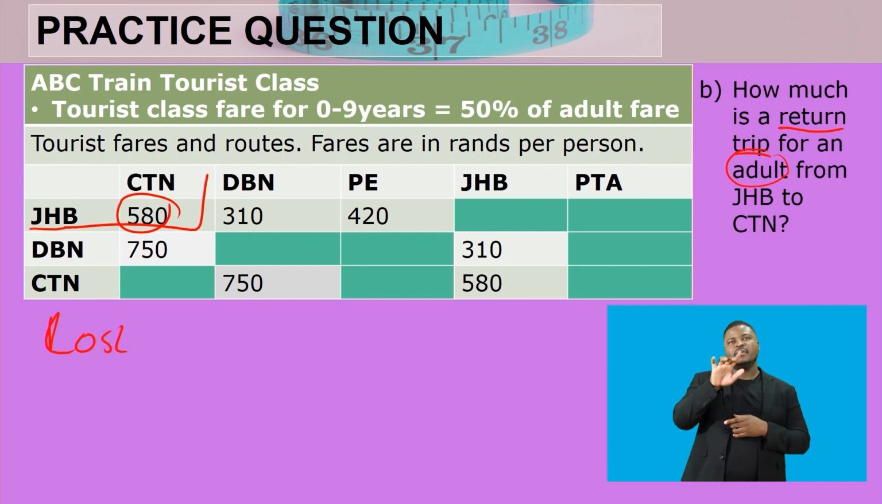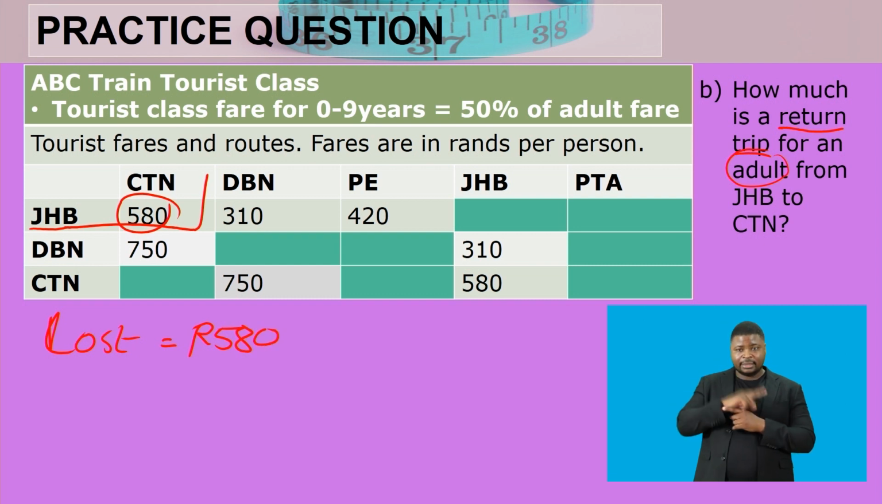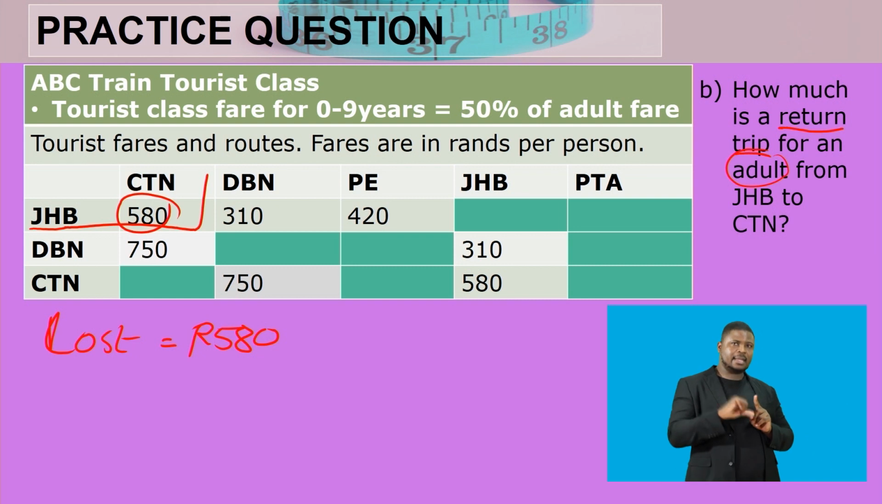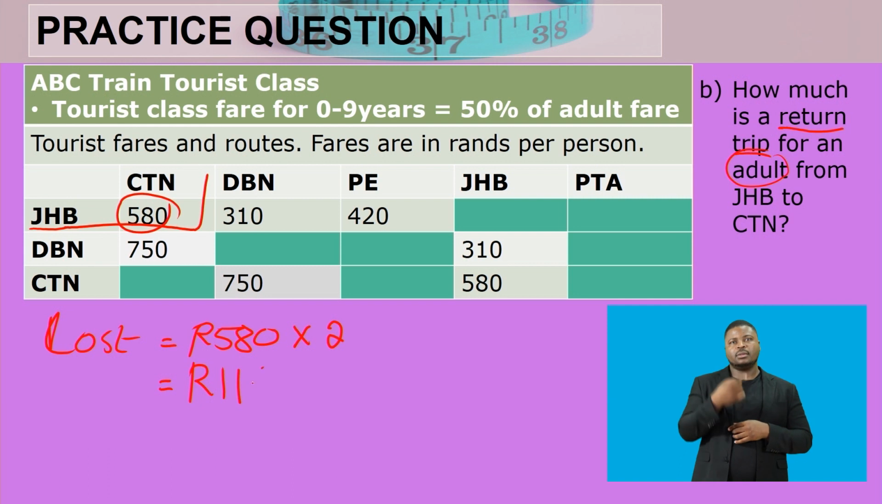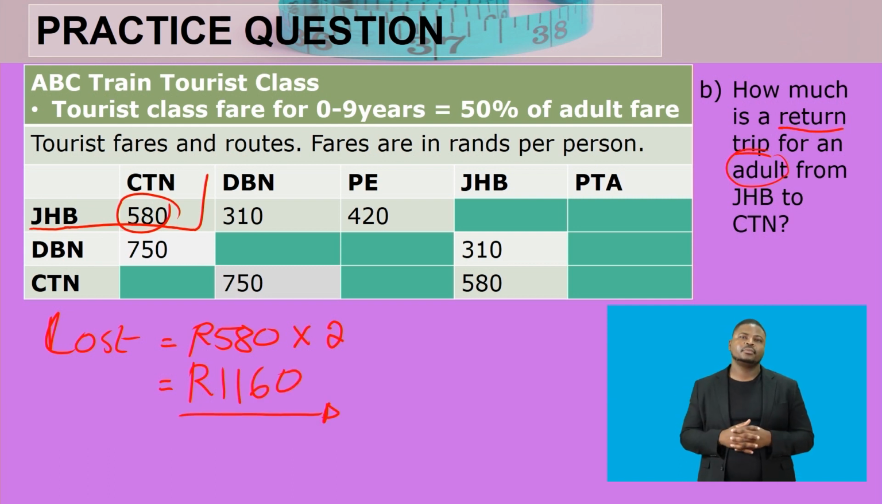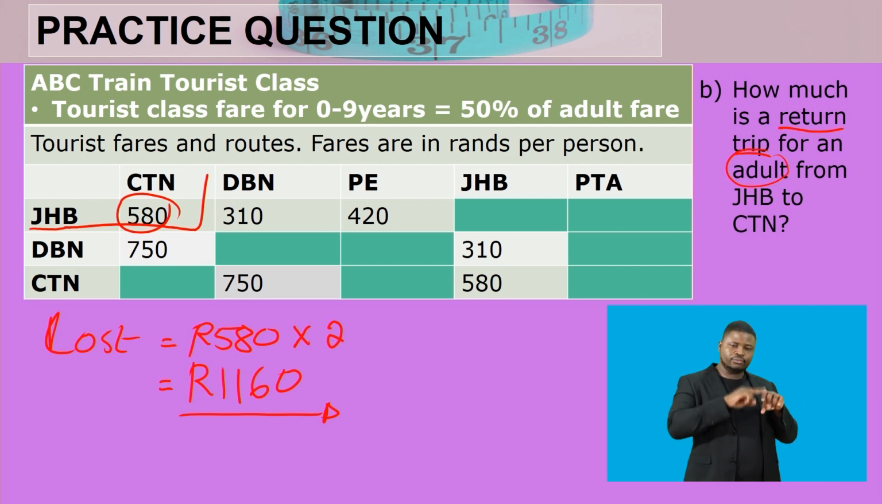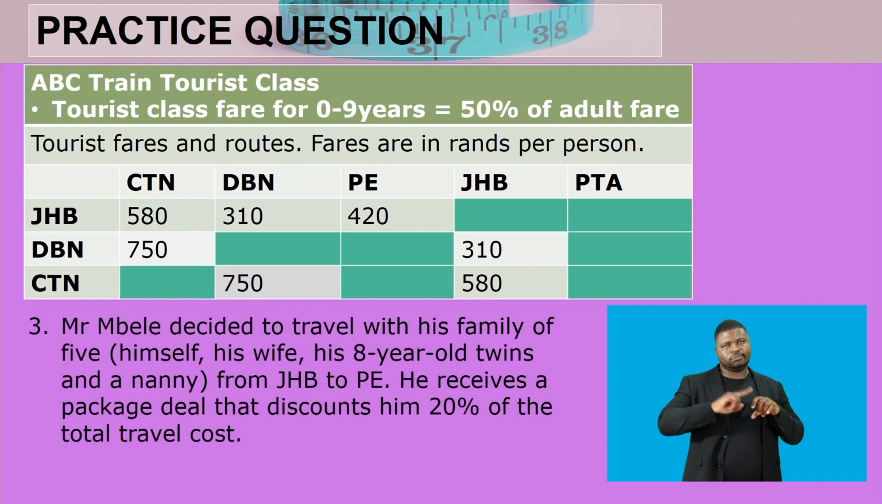So we are calculating the cost. Cost is equal to 580. This will only be the amount if this person was just going. But this person is going and coming back. Therefore, we need to multiply it by 2, because it's a return trip. What is 580 times 2? We get 1,160. So you're going to spend 1,160 rand to travel to Cape Town from Joburg, going and coming back.